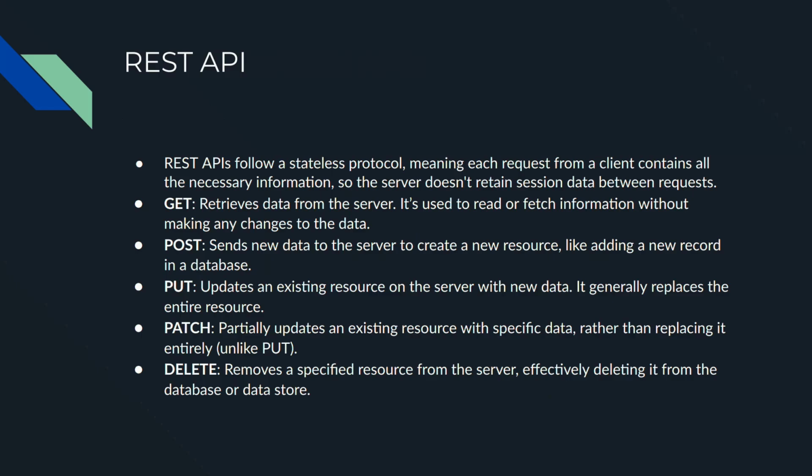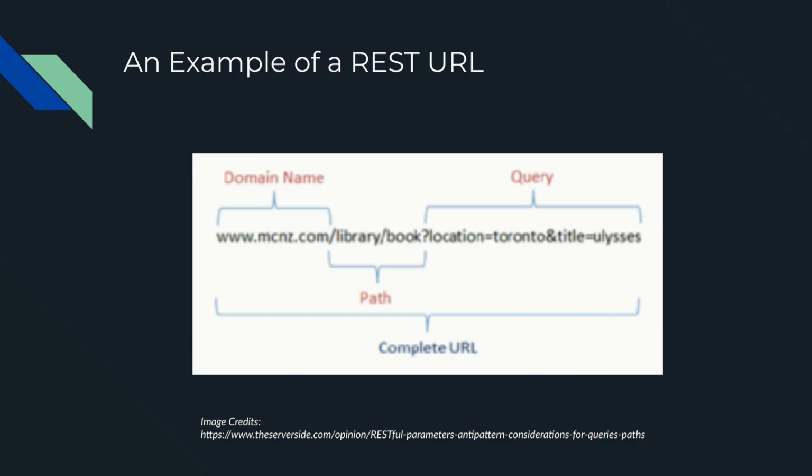Whereas if I'm doing a patch request, I just have to pass the ID, which is used to uniquely identify the record, and the new value of the email. So only that column is modified. So that is one thing. And the final one is the delete request. Kind of self-explanatory. It just deletes the particular record from the remote server. So these are the 5 fundamental functions of REST API.